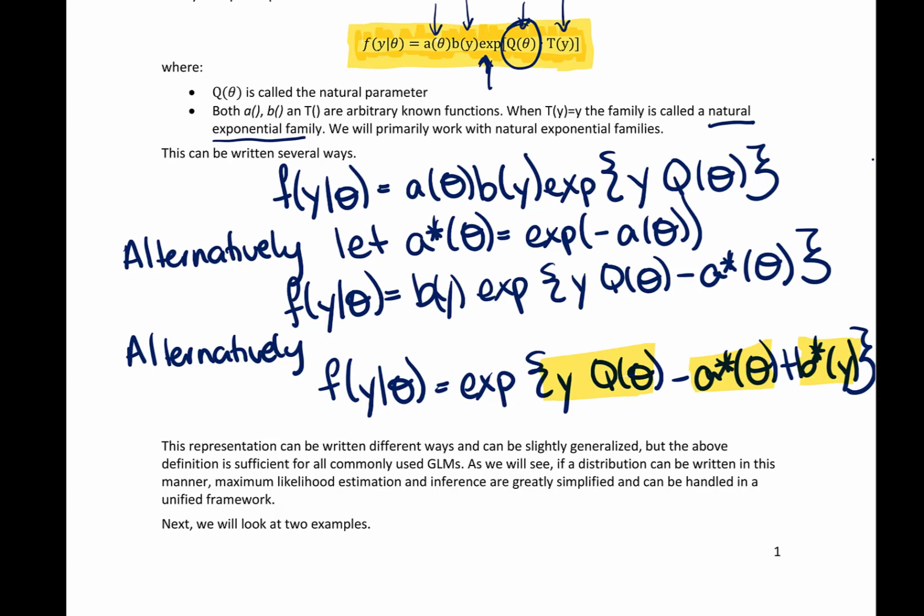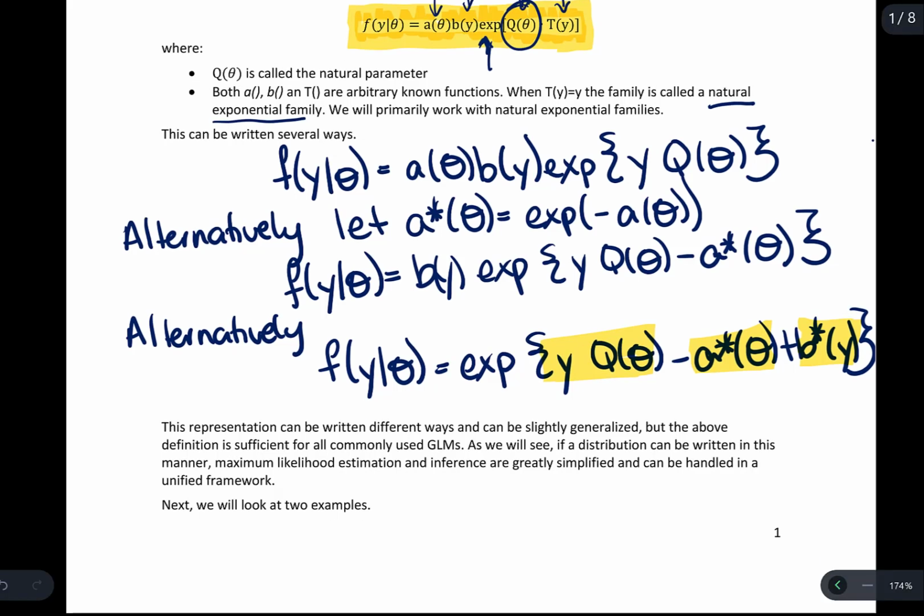And so I've got a note here, the representation can be written different ways and can be slightly generalized, but the above definition is sufficient for all commonly used GLMs. So as we see, if a distribution can be written in this manner, maximum likelihood estimation and inference are greatly simplified and can be handled in a unified framework. And so let's just look at some examples of how we can show that something is in an exponential family.